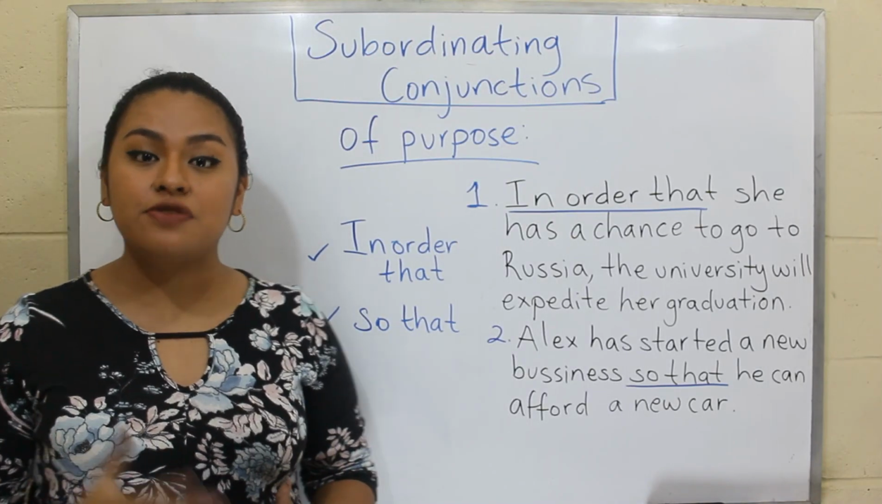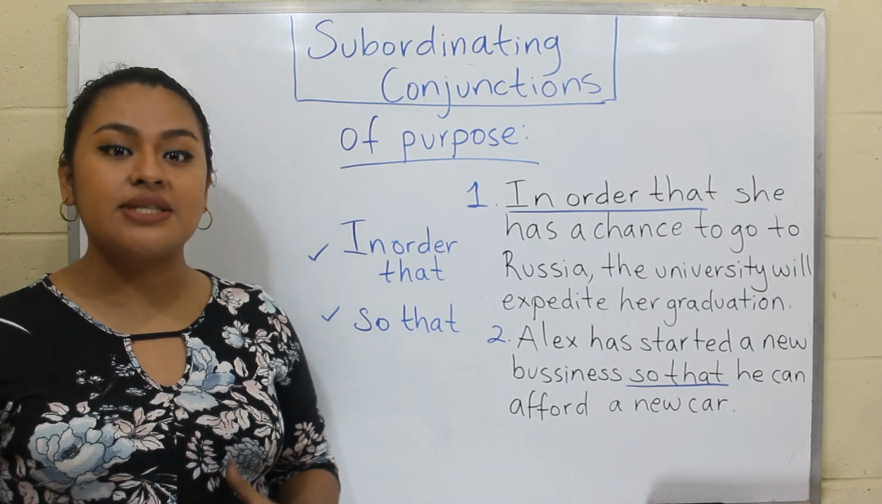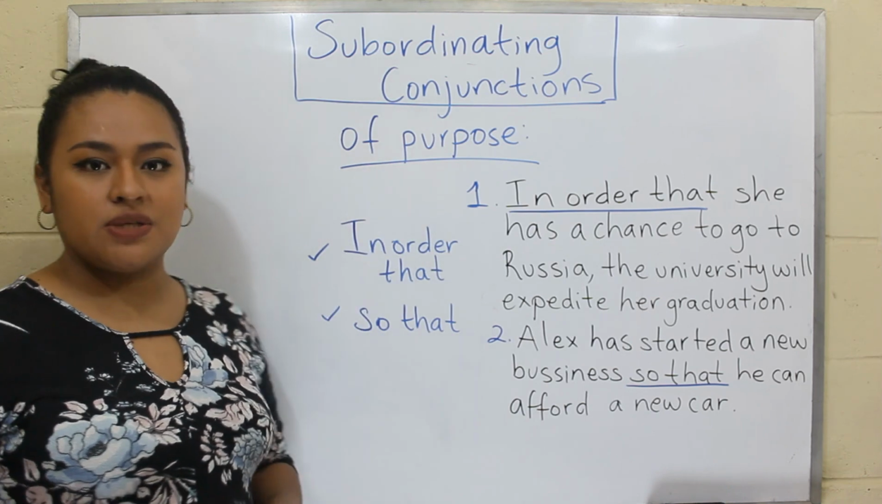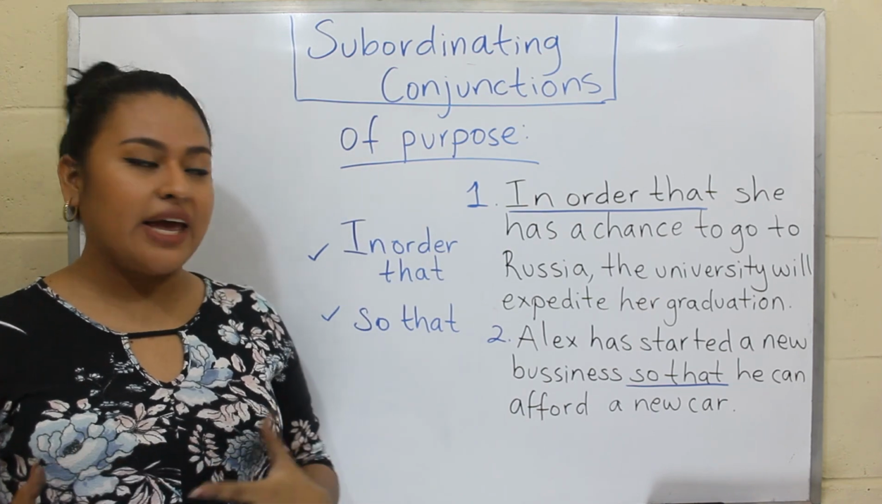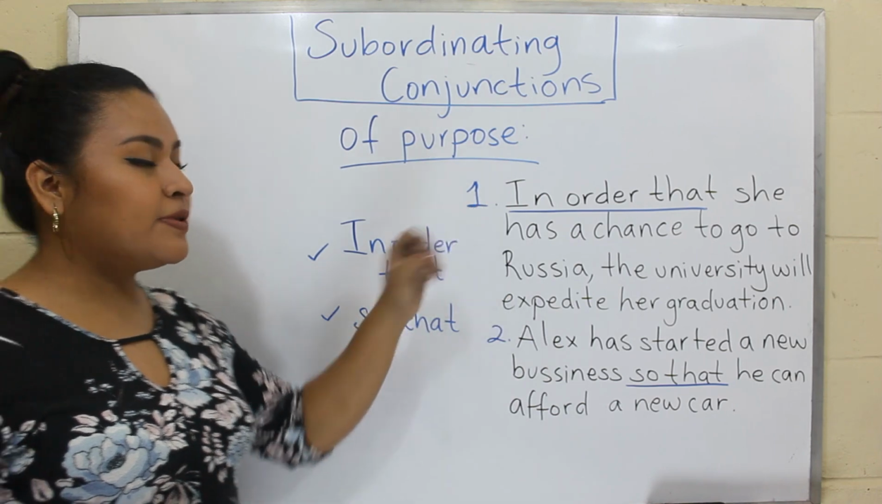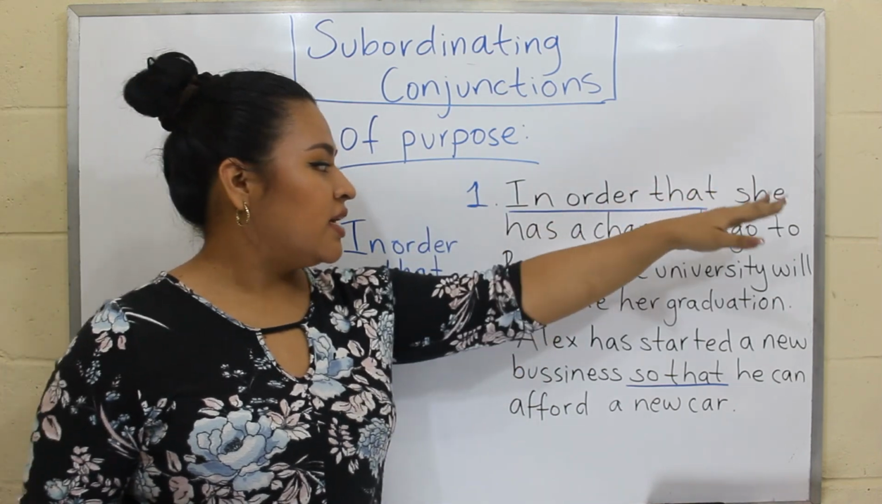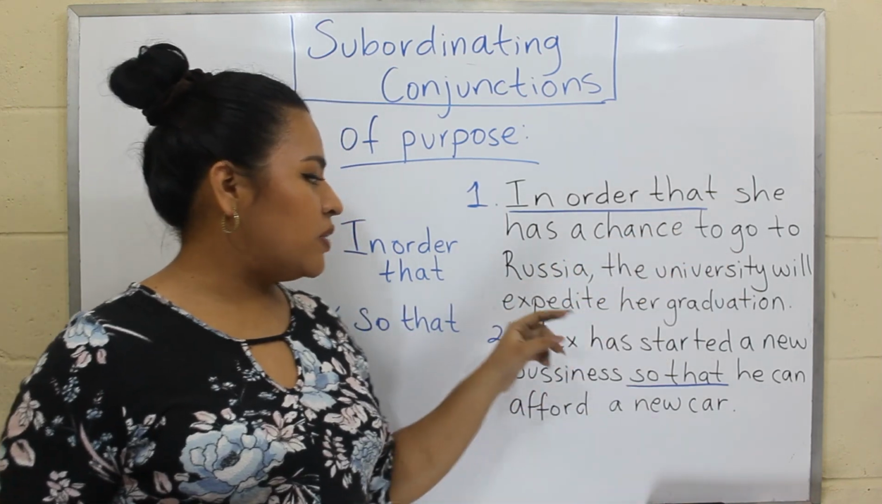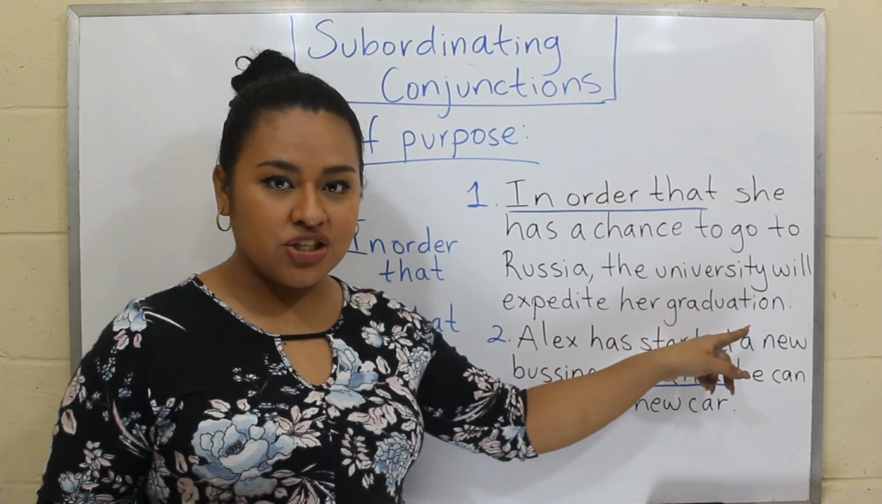And the last type of subordinating conjunctions that we will study today is subordinating conjunctions of purpose. In here we use subordinators like in order that and so that. So the first example says, in order that she has a chance to go to Russia, the university will expedite her graduation.